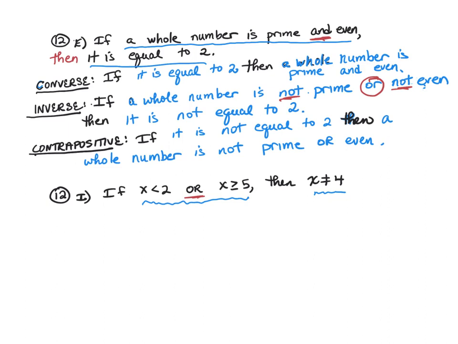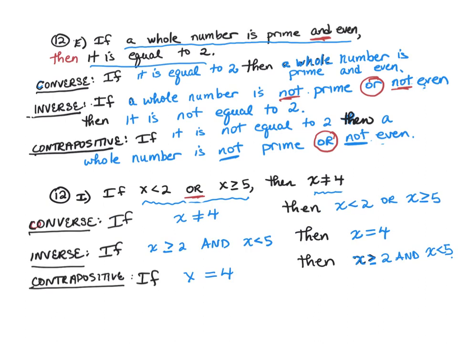Okay, and the contrapositive would be if it is not equal to 2, then the whole number is not prime or not even. So let's correct that. Or not even. So again, don't forget to negate each disjunct and change the and to an or. Okay, these are following the rules of logic and the laws that we've discussed. All right, let's do number 12.